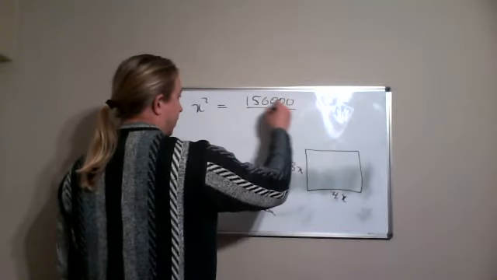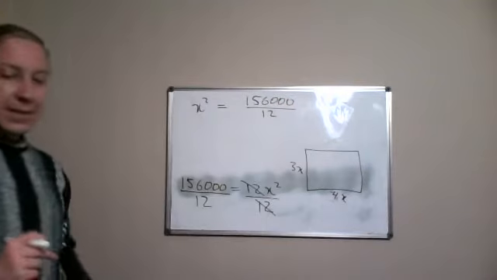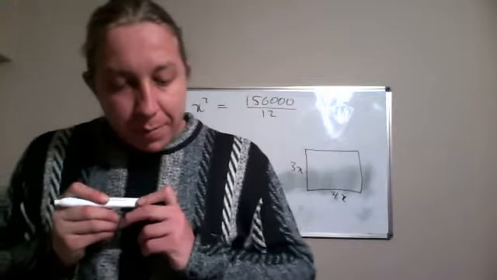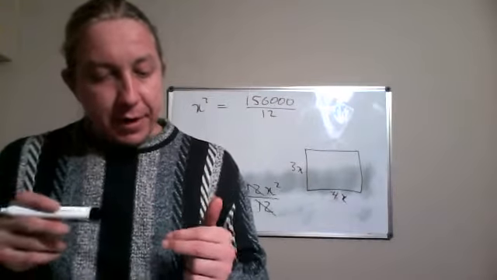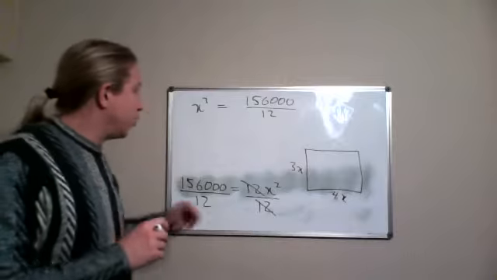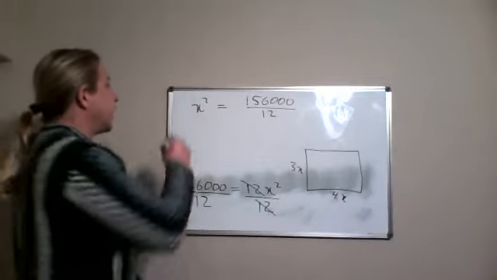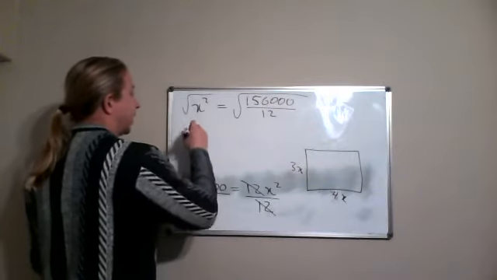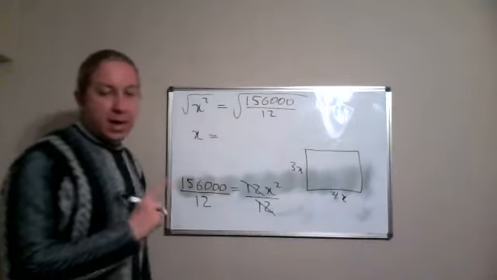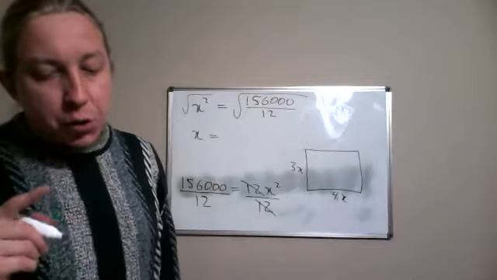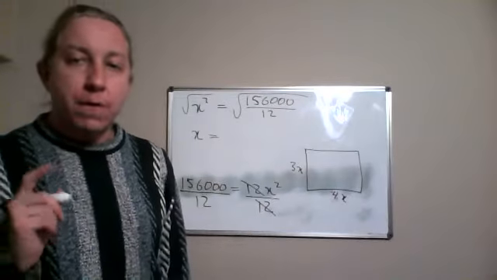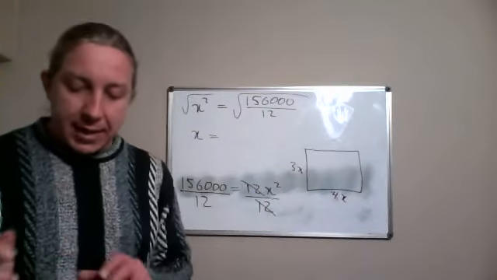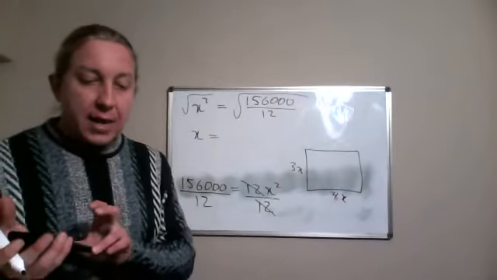156,000 over 12. Now, the mistake is in the textbook. If you look in your book, they come to a similar variation of the solution, and then they get to the stage where they square root both sides and they say x equals 342.05 millimeters, but that is incorrect. That is a mistake, guys. That is not the length of x.